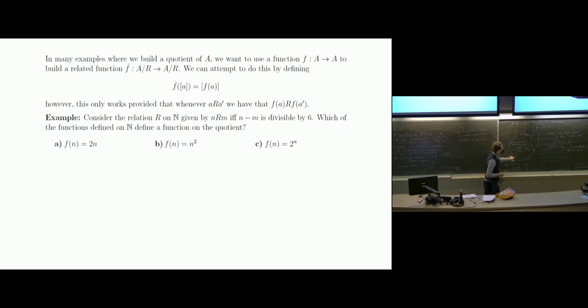Is there a function from here to here? If two things have the same remainder when you divide them by 6, is it true that they would live in the same equivalence class down here? Yes, it still works, because 1 is related to 7 and 13 and 19, and those are all in this equivalence class.